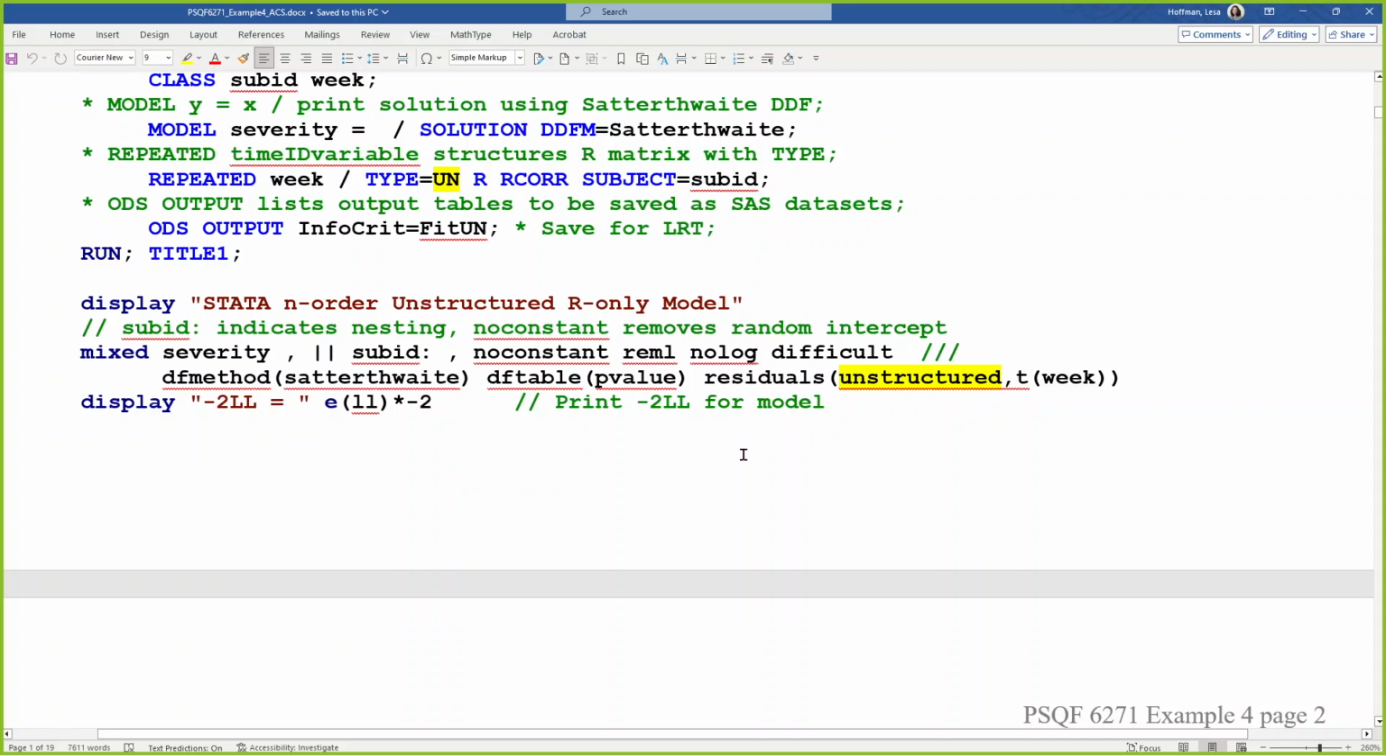The rest of this you would have seen already. REML is our estimator. Nolog means suppress the printing of the iteration history. And difficult is something I discovered fairly recently. In Stata, there's an option for if the estimation problem is difficult. If you throw this in, it somehow approaches it differently. So, superstitiously, I just started sticking this in any time things don't converge. I'm like, is it going to help? Let's find out. I don't know if it helps or not, but I don't think it hurts.